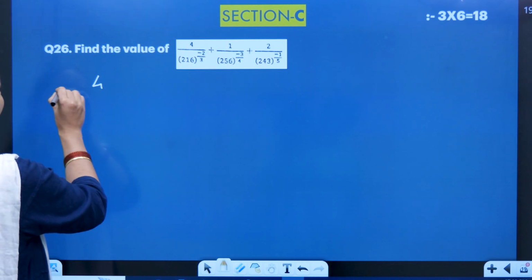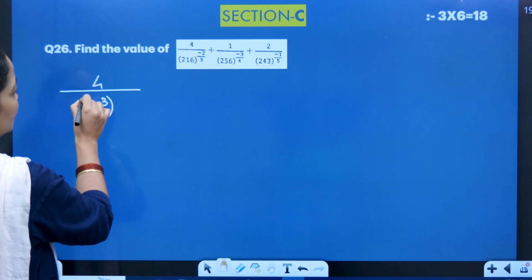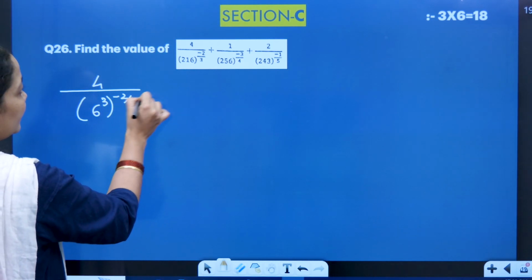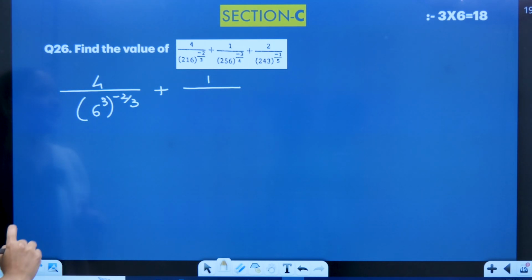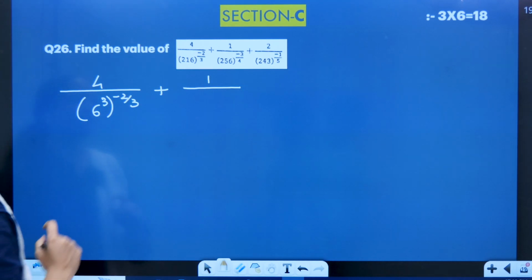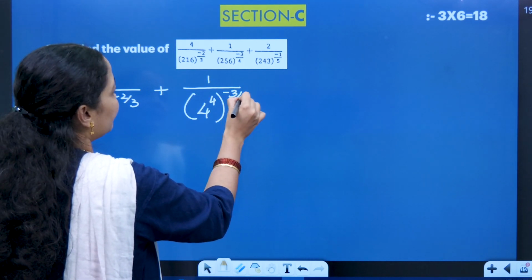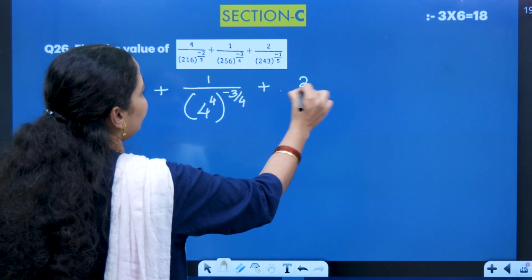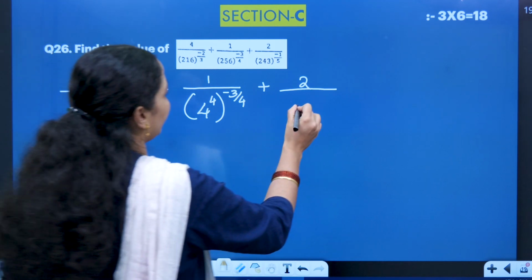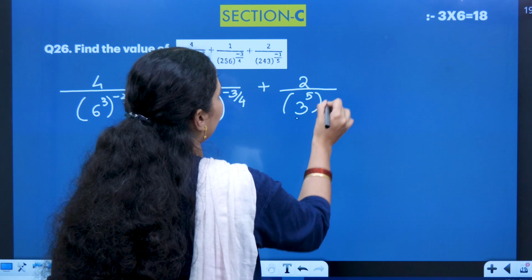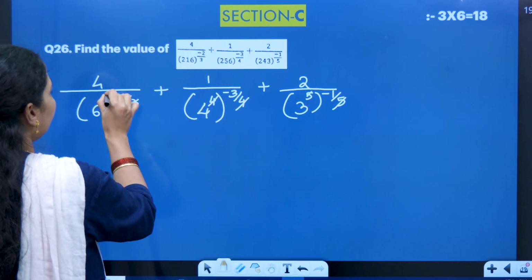4 divided by 216, I can write it as 6 cube, whole to the power of -2 by 3, plus 1 divided by 256, I can write it as 4 to the power of 4, whole to the power of negative 3 by 4, and 243 I can write it as 3 to the power of 5, whole to the power of negative 1 by 5. Now 5 and 5 gone, 4 and 4 gone, 3 and 3 gone.